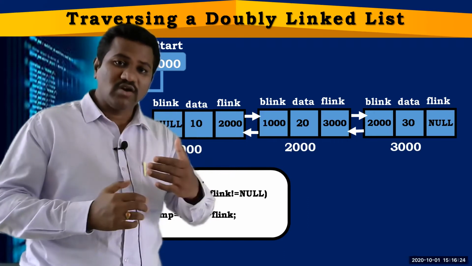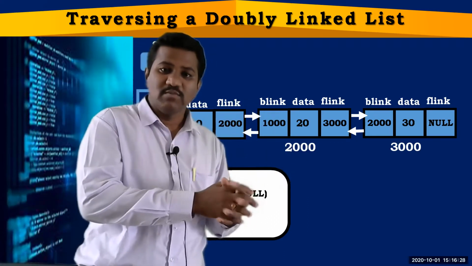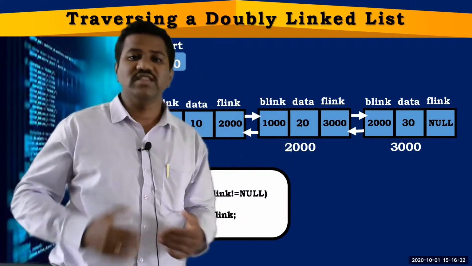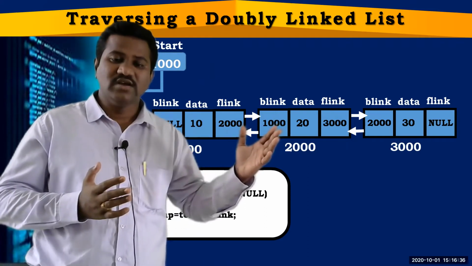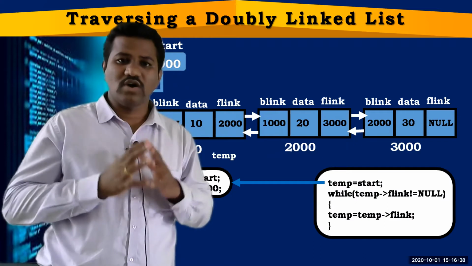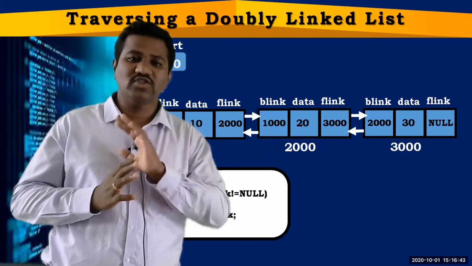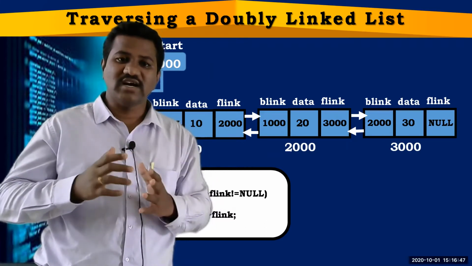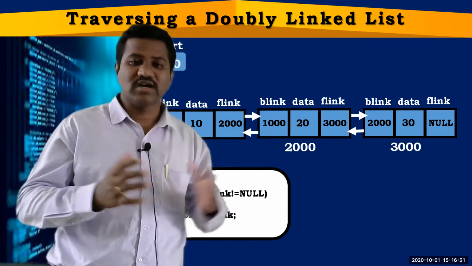So from that point onwards, we need to start printing the data part, and we need to move in reverse direction, because every node's back link contains the address of the previous node. So with that, we'll be moving in reverse direction. In this code, first we'll be moving from first node to last node without printing the data value. After moving to the last node, we'll start printing the data value from last node to first node.